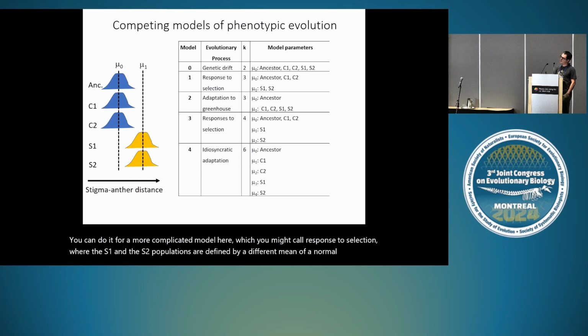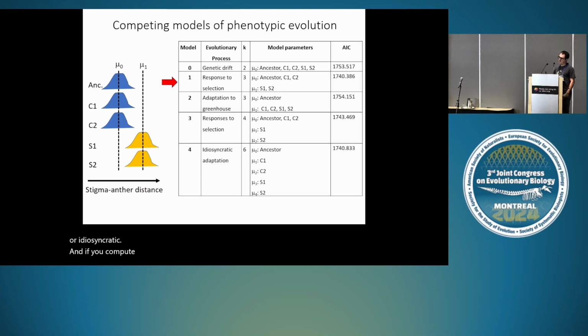You can do this for a whole universe of ideas. Well, not a whole universe, because there's not that many populations. But you could do it for others, such as adaptation to greenhouse, where all the descendant lines or populations are the same and the ancestors different. You could imagine multiple responses to selection where S1 and S2 differ, or idiosyncratic adaptation. And if you compute the probabilities, what you find is that the simple response to selection model is the best fit, though idiosyncratic adaptation is a very close second.